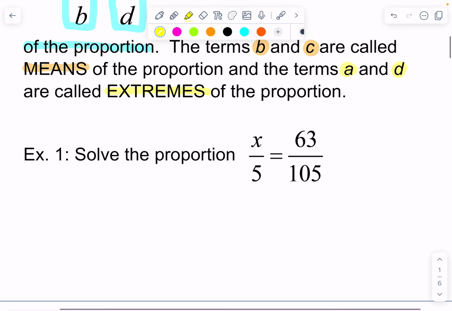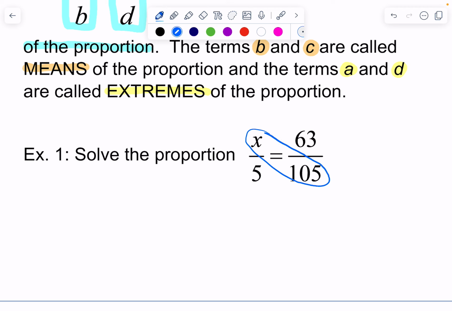So let's go back in time and remember how to solve proportions in the first place. In order to solve proportions, regardless of how complicated they are, if you have a ratio equal to another ratio, you're simply and literally going to cross multiply and solve. So x times 105 is 105x, and that's going to equal 5 times 63, which is 315.